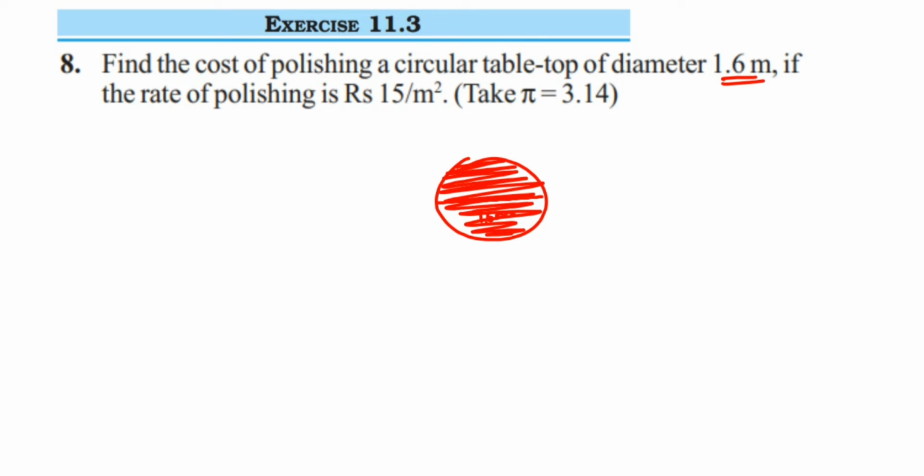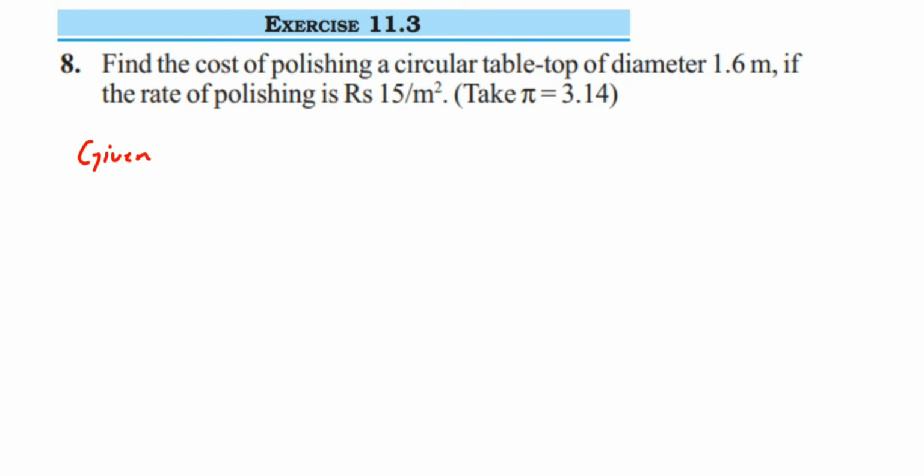So we understood what we have to find out. Since we're doing polishing here, polishing the circular table means we are finding the area of the circular table. So let's see what is given. They have given diameter, which is 1.6 meter. Now we have to find out the radius, and we know that radius is equal to half of the diameter, that is d divided by 2. So this is equal to 1.6 divided by 2, which will be equal to 0.8 meter. Okay, now we got this.